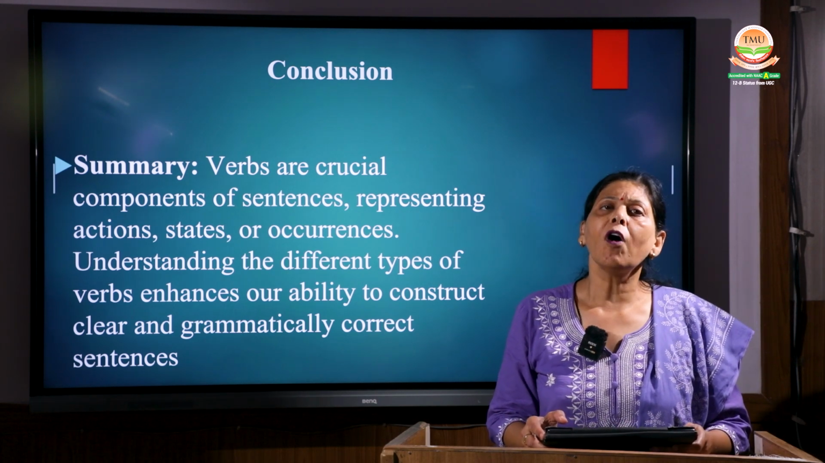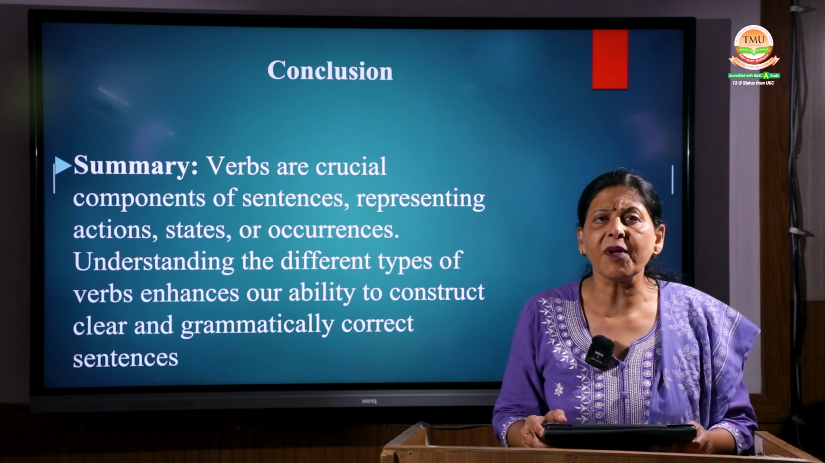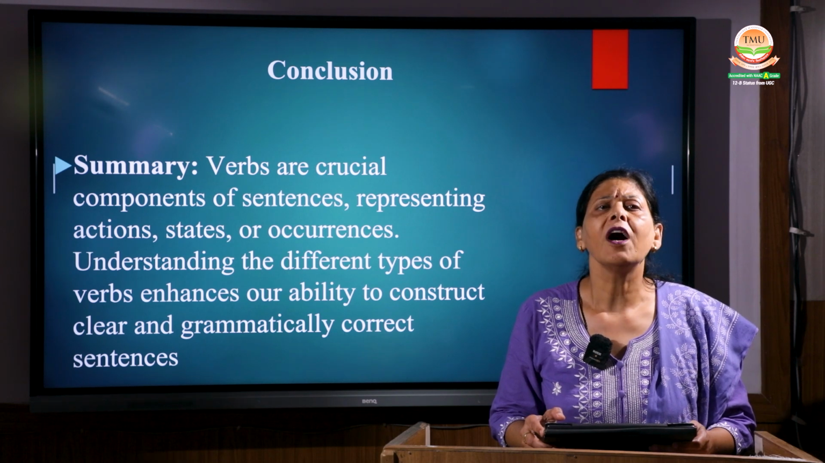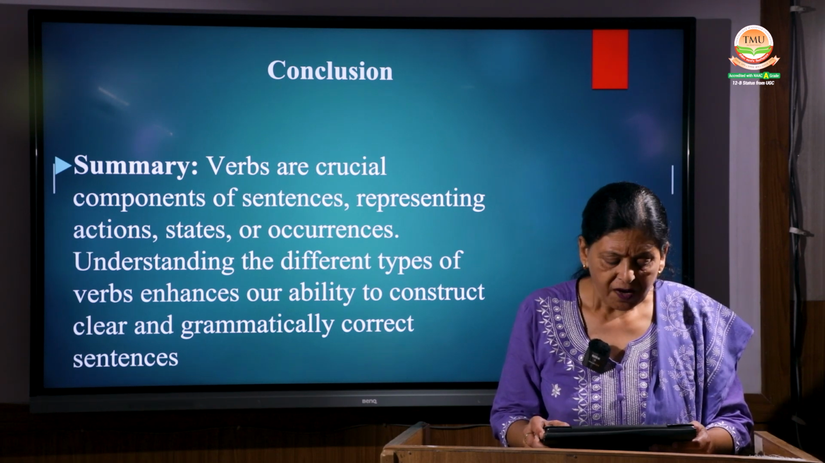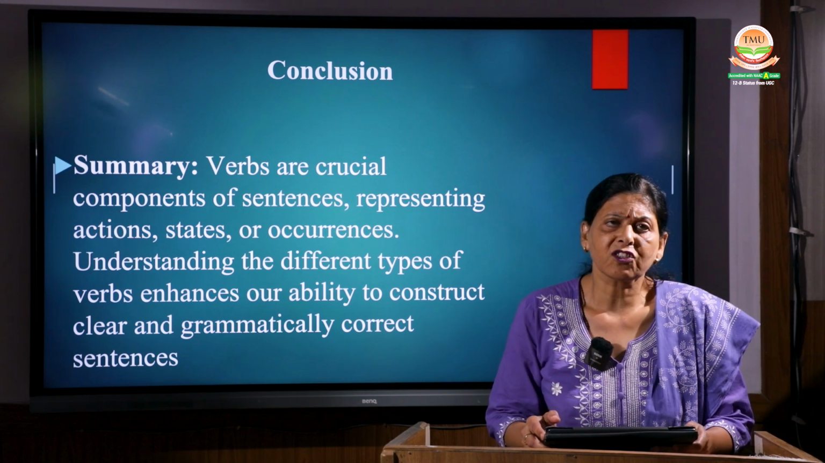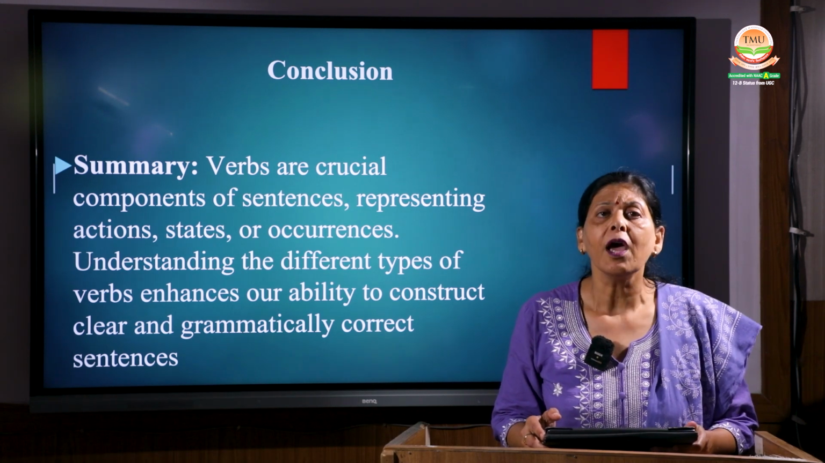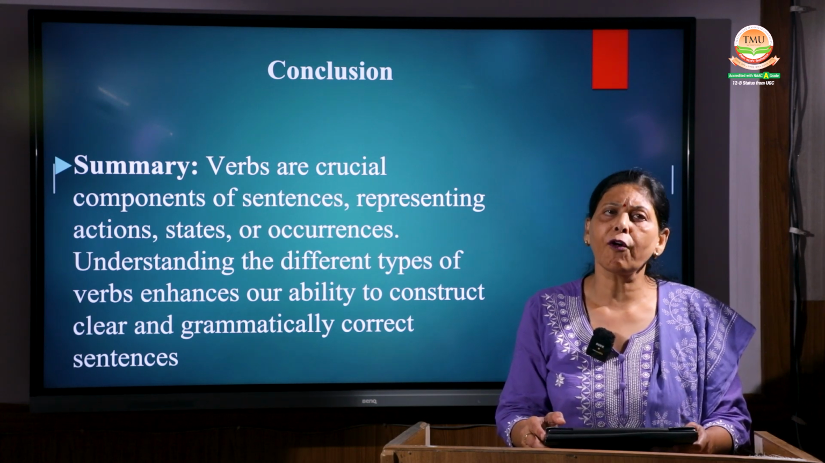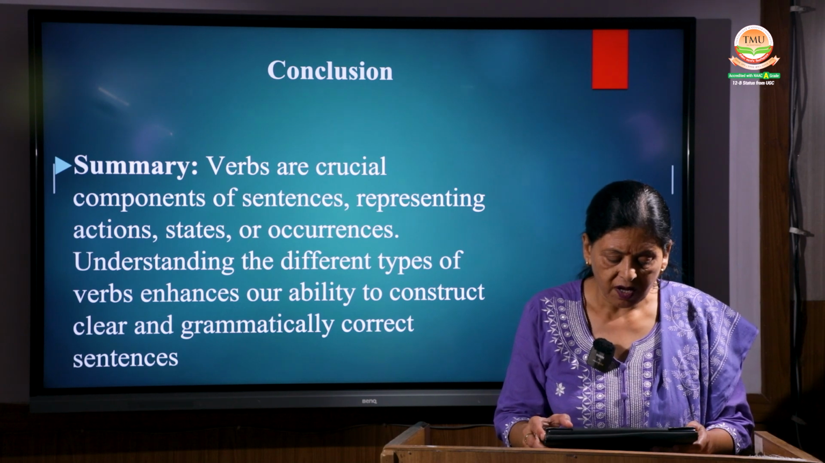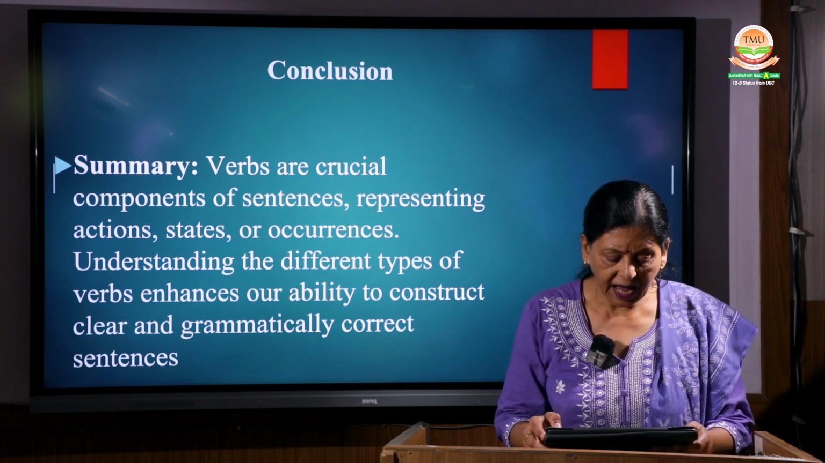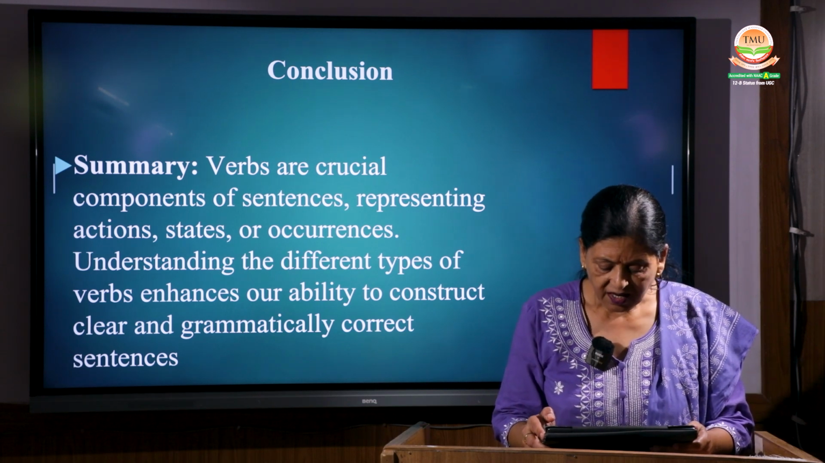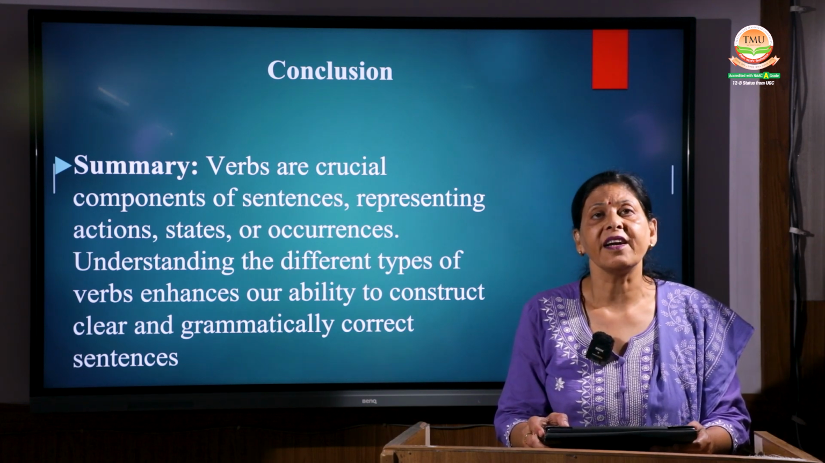In the same manner, verbs are the foundation, the basic need of our English grammar. We cannot think of making a sentence without an action word, that is a verb, most of the time. Some sentences are possible, but most of the time it is difficult. Understanding the different types of verbs enhances our ability to construct clear and grammatically correct sentences.